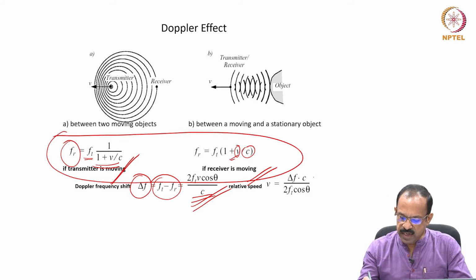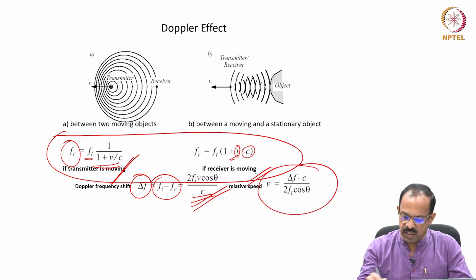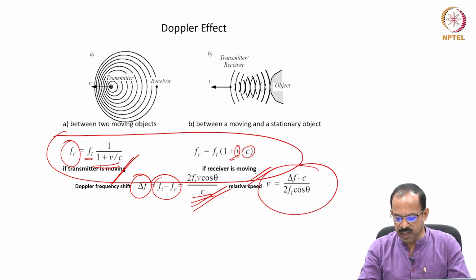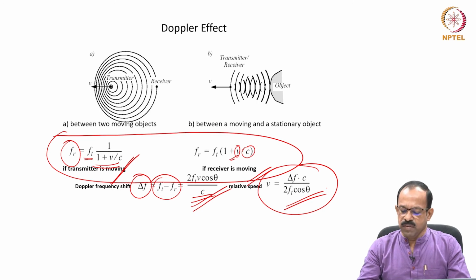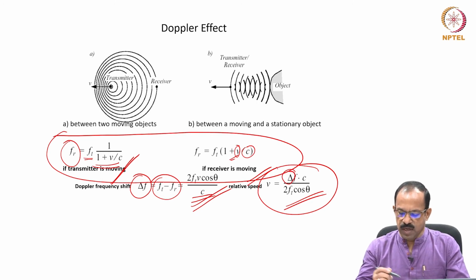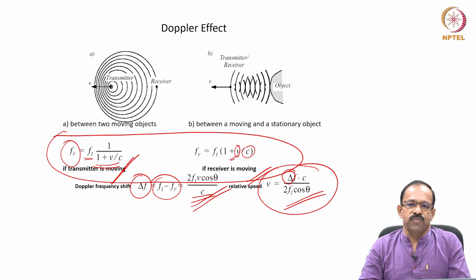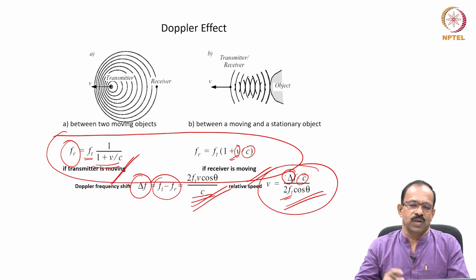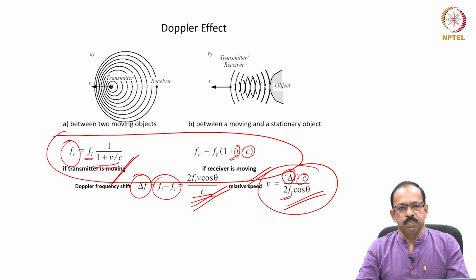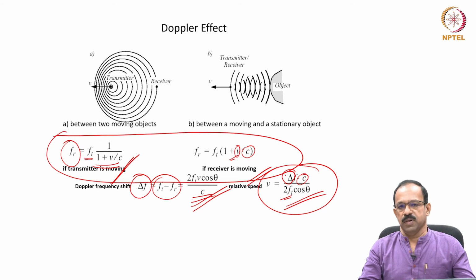So, V is delta F C by 2 Ft cos theta. That is how you can get the relative speed V. What we need to measure is delta F. If Ft and theta are known, and C is a constant, the speed of the wave in that medium, you will be able to get the velocity measured using this principle.